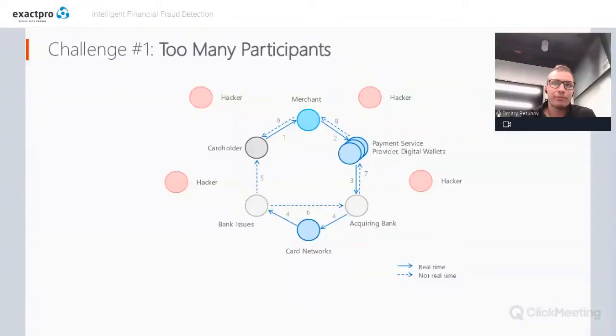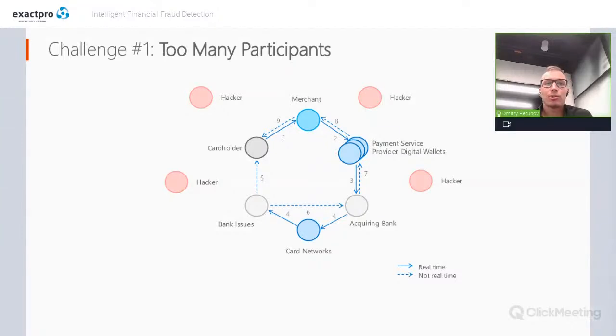We have several challenges in this field. The first challenge for payment fraud is the large number of interacting parties: cardholder, merchant, one bank for processing payment, another bank which issued the card, and card networks such as Visa and MasterCard. In addition, there are payment processing providers and digital wallets like Apple Pay or Google Pay. And you see a simplified payment diagram.